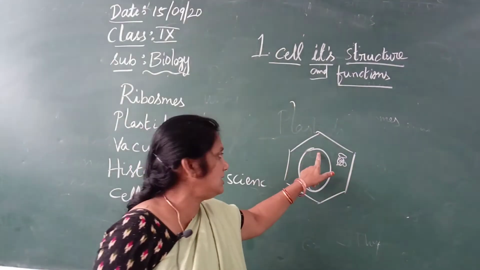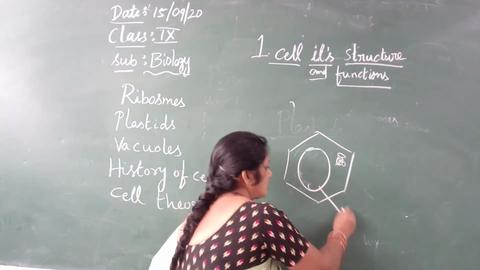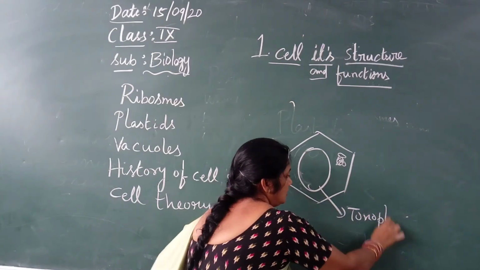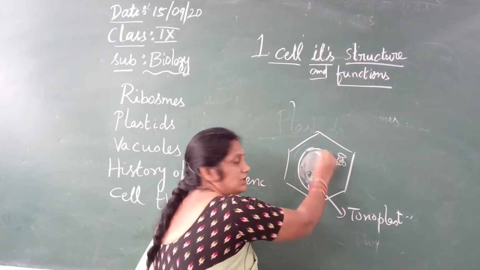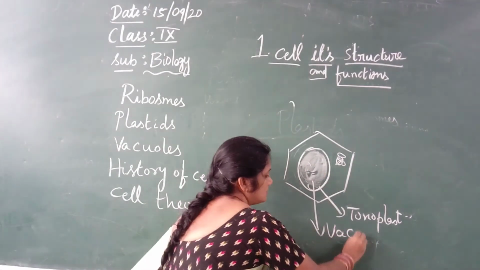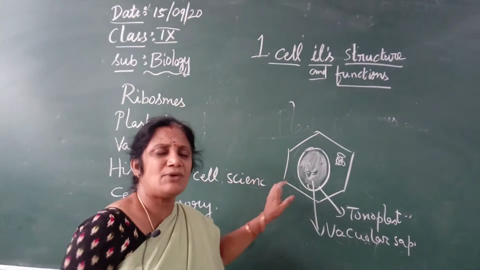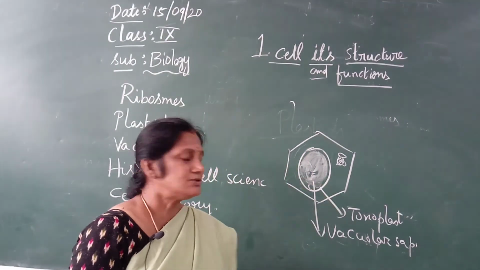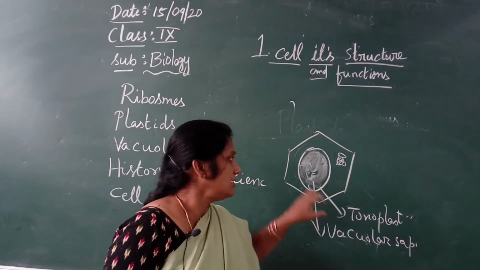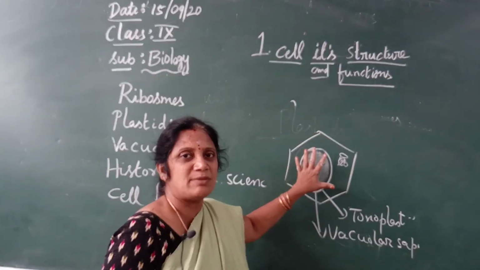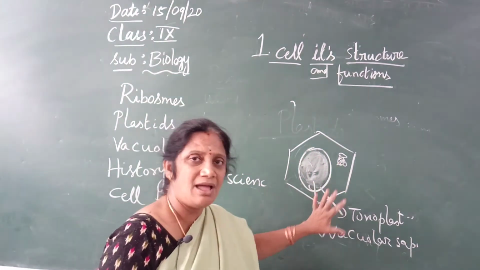Each vacuole is surrounded by a membrane. The membrane is called the tonoplast. Okay, and the fluid in the vacuole is called the cell sap. So what is the main function of the vacuoles in plant cells? These vacuoles exert turgor pressure. What is turgor pressure? It means it pushes the plasma membrane outwards. That is called turgor pressure.